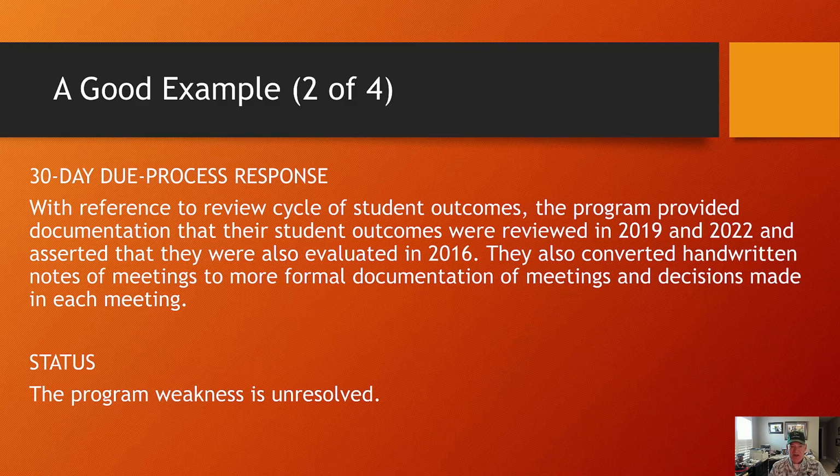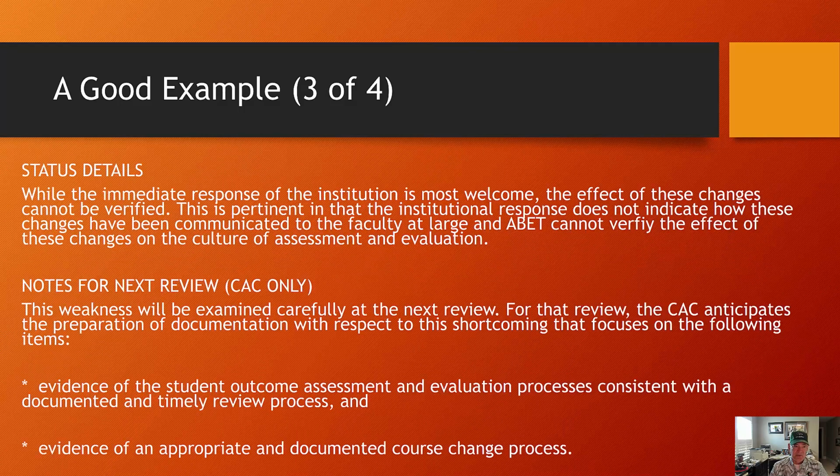And so this team chair goes, in reference to the review cycle of student outcomes, the program provided documentation that their student outcomes were reviewed in 2019 and 2022 and asserted they were also reviewed in 2016, which means they didn't provide documentation. They also converted their handwritten notes of meetings to more formal documentation, and they documented the decisions. In this case, the team chair made the decision that the program weakness is unresolved. Okay, so that response above did not change the recommendation that the team chair was making back to editor 1 and editor 2.